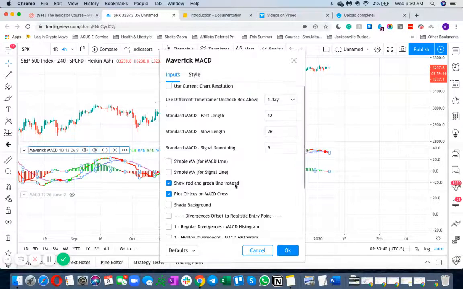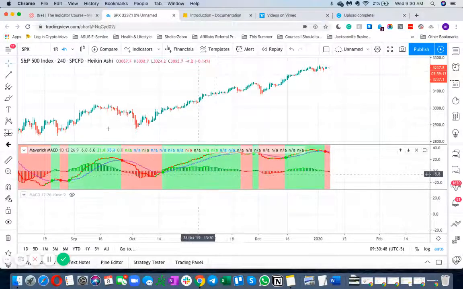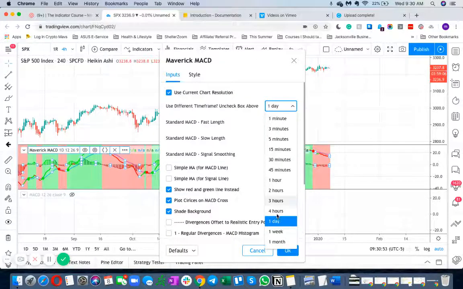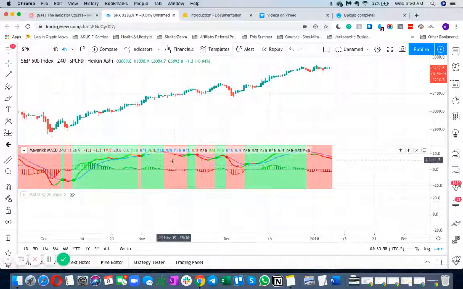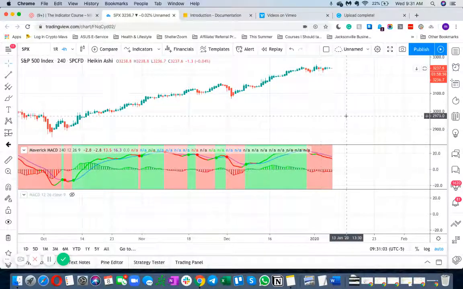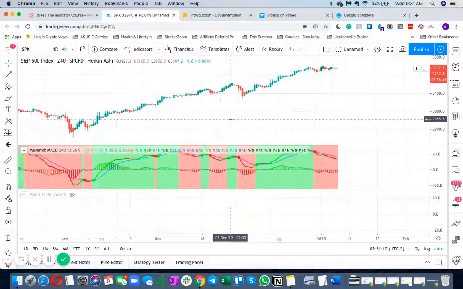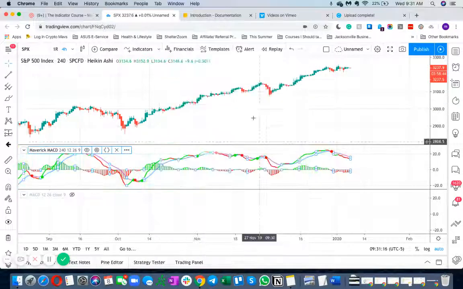One other feature that I'd like to point out is the shade background feature. Let me go back to the normal time frame so we can see here. What this does is it shows us where the histogram is in a negative zone or a positive zone. It's basically just showing us the histogram. So if it's a positive histogram, it's going to show as green, negative is red, and it's as simple as that.